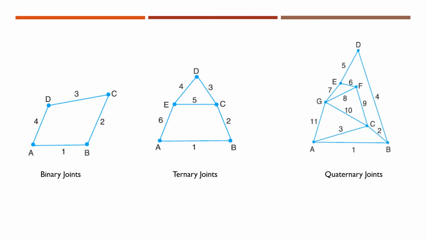And the last one is the quaternary joint. Look at point G. At G, links 7, 8, 10 and 11 are joined. So, G is a quaternary joint. If you look at point F, only 3 links are joined. If you look at point D, only 2 links are joined. So, at point G, 4 links are joined, so it is a quaternary joint. Okay, this is somewhat easy, so I don't want to explain much in detail.